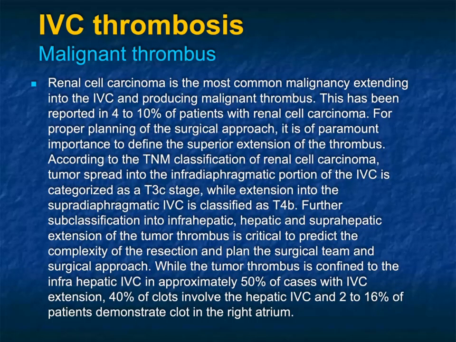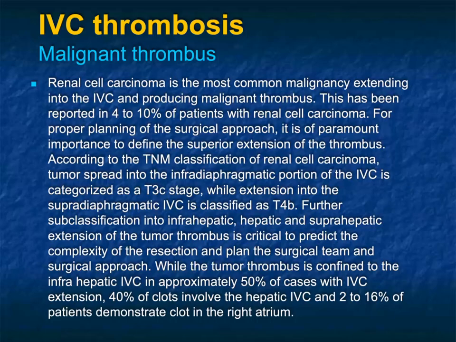Again, the importance of accurate staging, the importance of coronal reconstructions and 3D mapping. According to TNM classification of renal cell, tumor spread into the infradiaphragmatic portion of the IVC is categorized as T3C stage, while extension into the supradiaphragmatic IVC is classified as T4B. It's very important, of course, to determine how extensive the thrombus is. If it goes into the patient's right heart, into the right atrium, then if surgery is done, you'll need both a thoracic and abdominal approach.